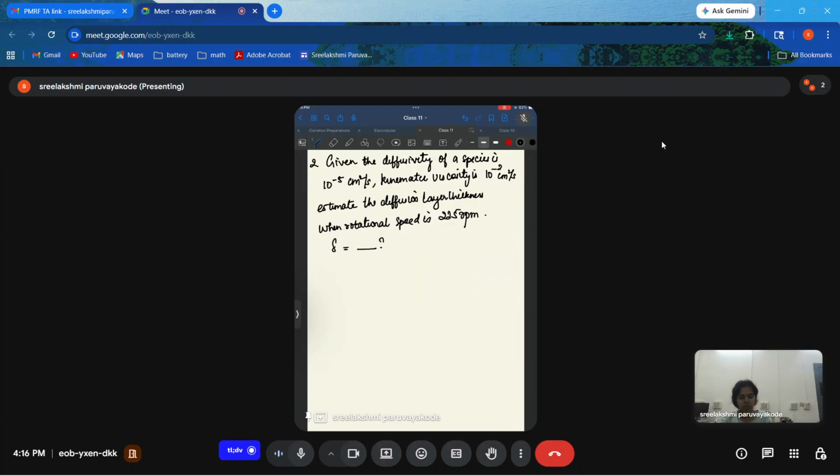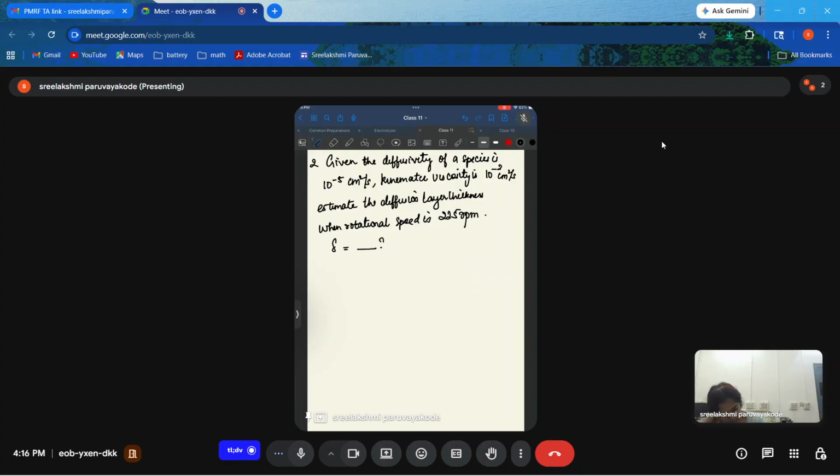Given the diffusivity of the species as 10 to the power minus 5 centimeter square per second, and kinematic viscosity, which is to the power of 1 by 6, given as 10 to the power minus 2, you have to estimate the diffusion length delta, and the rotation speed is 225 rpm. So you see it is 1.61 times something. So 1.61 accounts for a few of the conversions. So you have to make sure that they are in those particular units.